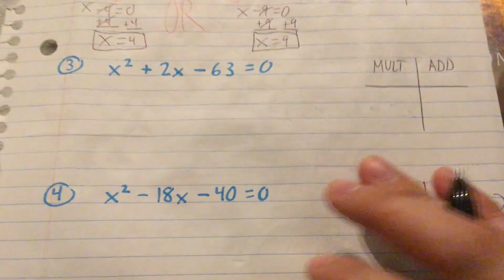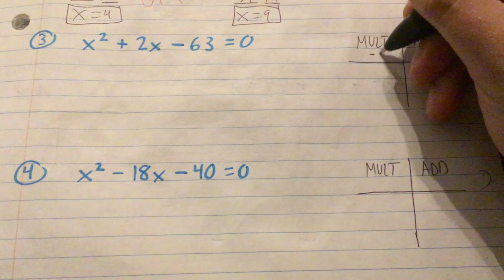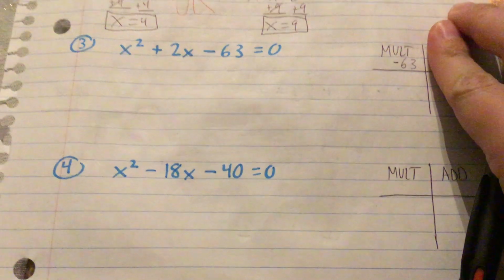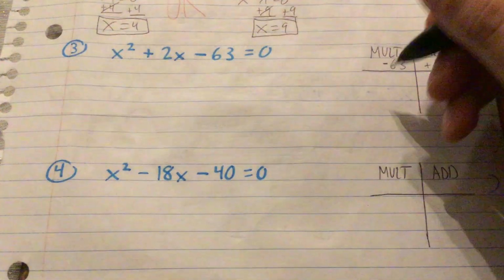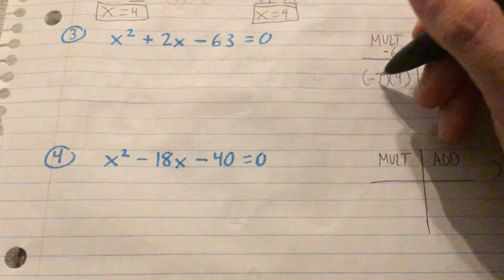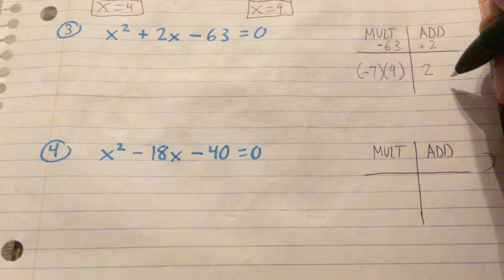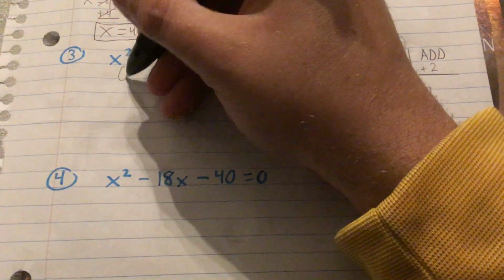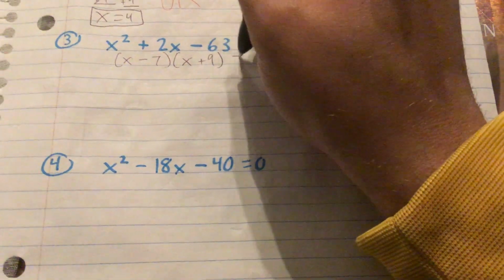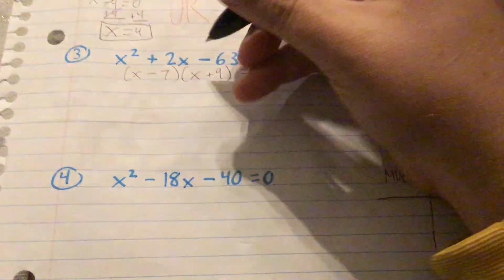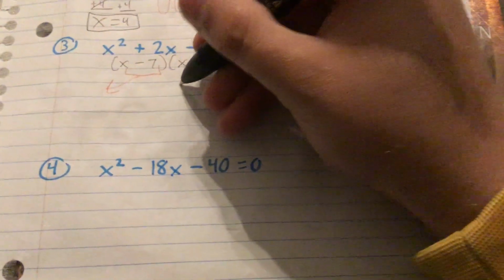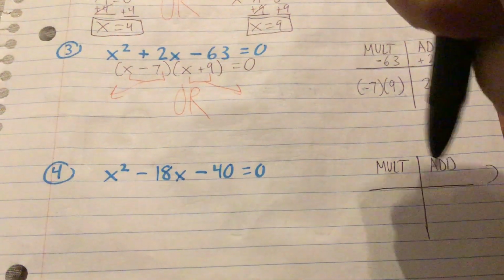Okay, number 3. Two numbers that multiply to negative 63 and add to positive 2, that is a positive-negative combination with a stronger positive. In particular, that combination is negative 7, positive 9. Negative 7 plus 9 is positive 2. So then we break this down into x minus 7 times x plus 9 is equal to 0. We break this up into two equations. Either x minus 7 is equal to 0 or x plus 9 is equal to 0.